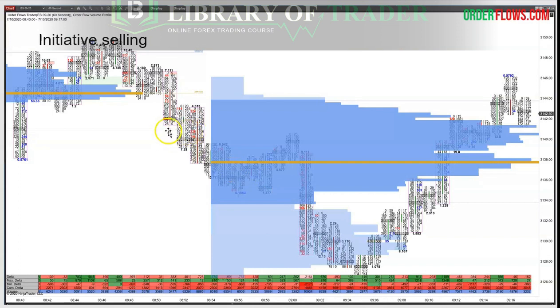So here we are, right? This is your initiative selling coming in. Here's your value area low from the previous value profile. And we open up. This is a 1 minute chart, or sorry, a 60-second chart. Again, it doesn't matter if you use 1 minute or 60 seconds, it's up to you. But we open up below the value area, start rotating back up.